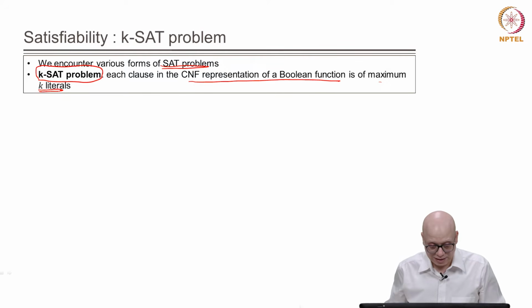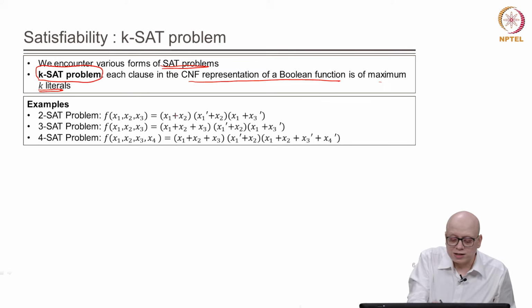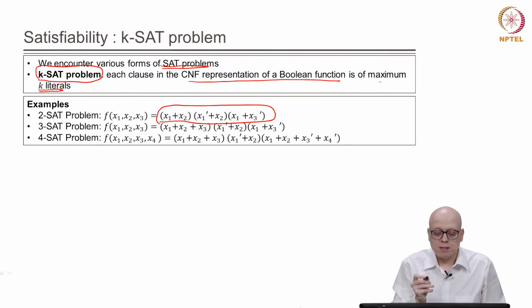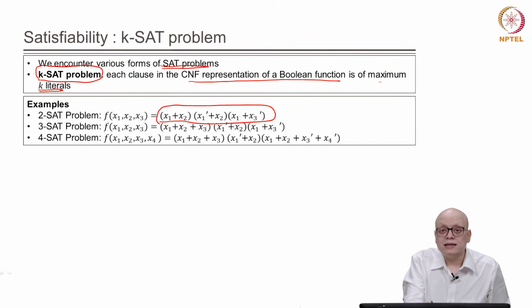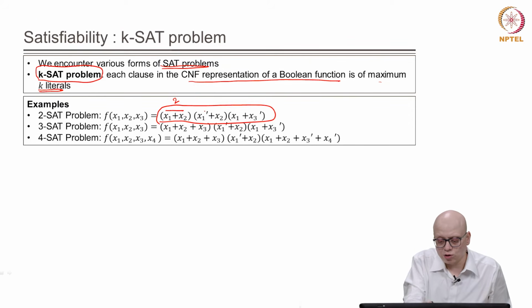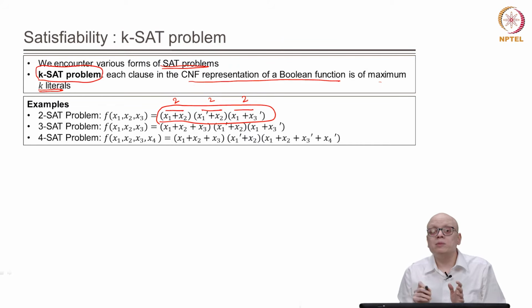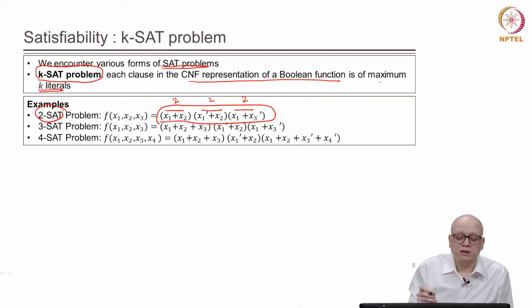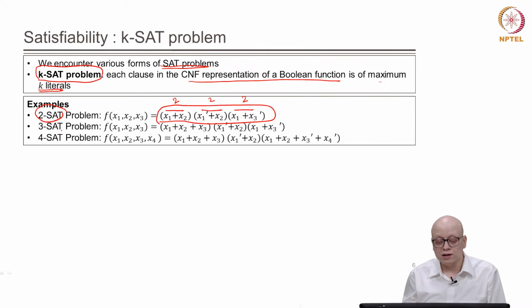For example, let us see. Suppose the given function is like this. This function is in CNF representation. This clause has 2 literals, this is also 2 literals, and this is also 2 literals. Since the maximum number of literals in any clause is 2, we can say that this is a 2-SAT problem, meaning that 2 here represents the maximum number of literals appearing in the clauses.